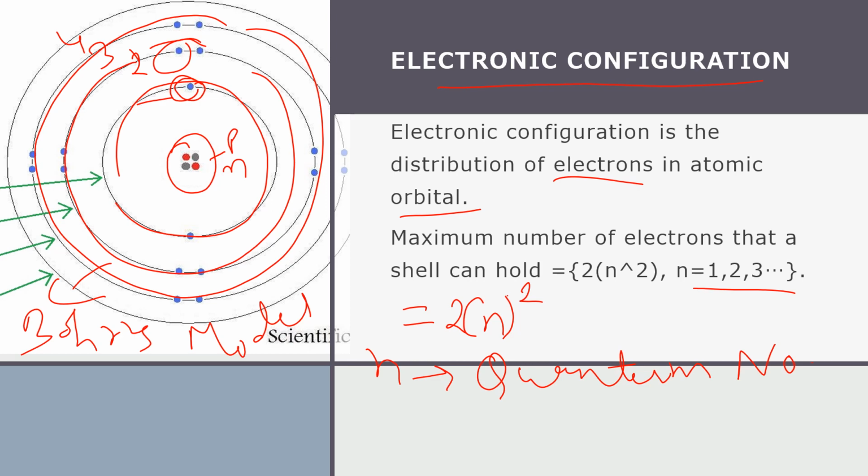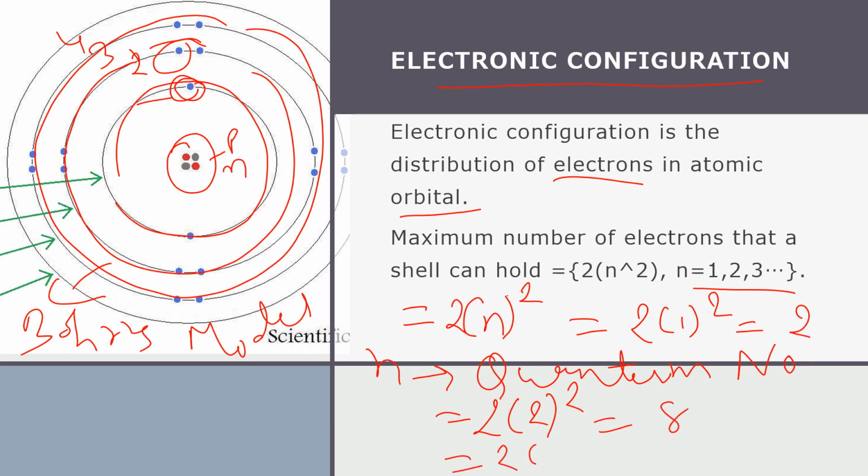So for the first shell, the maximum number of electrons which can be present is 2 × 1², which is equal to 2. For the second, it is equal to 8. For the third, it is equal to 18, and so on. You can find the maximum number of electrons which a shell can hold. Now, how to write the electronic configuration of an atom?